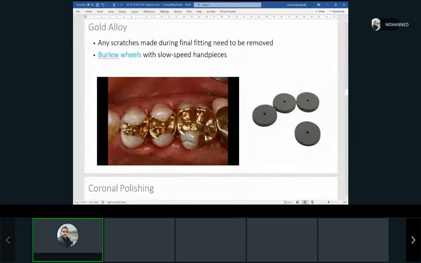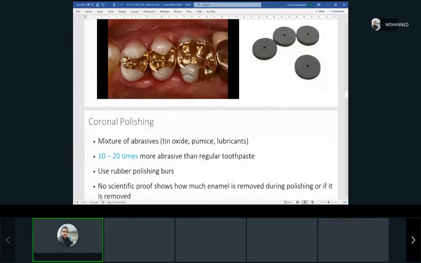For gold, although most probably you're not going to see it much anymore, we use Burlew wheels. These are specific ones for gold, and we use them with slow speed. Most of the polishing and finishing is done with slow speed hand pieces, but again, for gold specifically, we use Burlew wheels, and these are Burlew wheels.